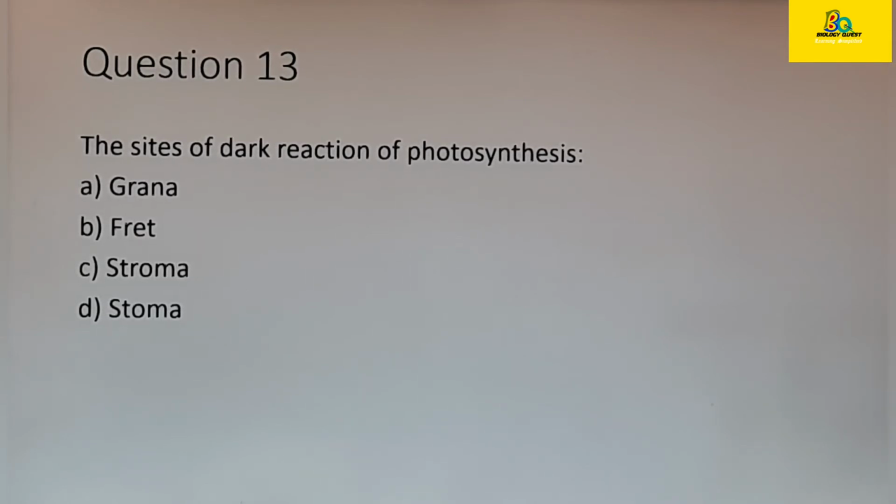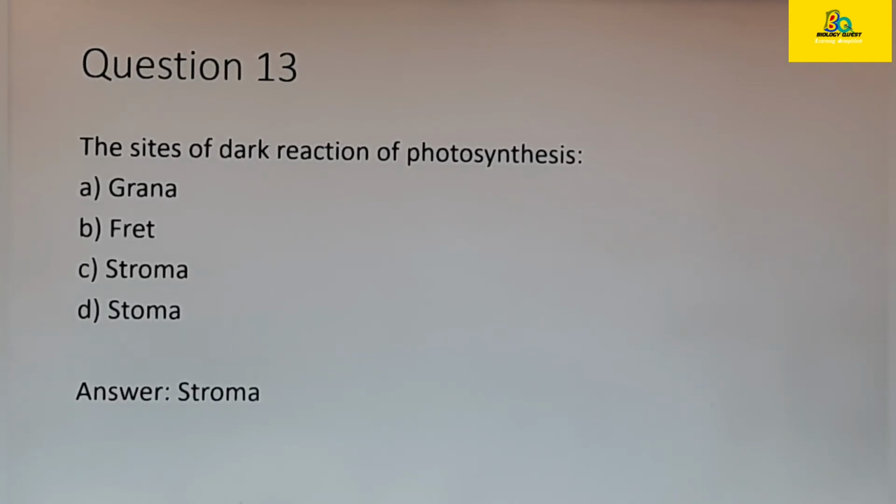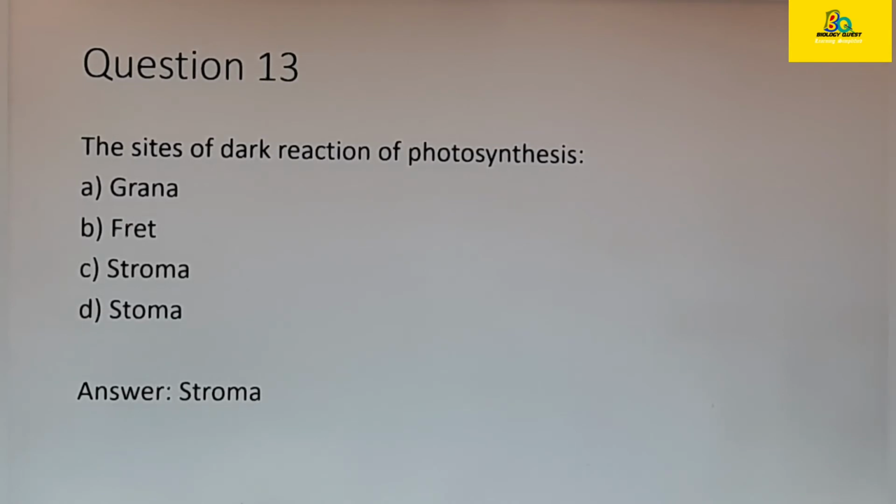Now, what is stroma? Stroma refers to the fluid matrix that is present inside the chloroplast. So, the stroma contains the enzymes necessary for dark reaction of photosynthesis. And the last option, stoma. What is stoma? Stoma is the minute aperture, the minute opening of the stomata, which is guarded by two bean-shaped guard cells. So that minute opening of the stomata is called stoma. So what is the correct answer? Option C, stroma. The site of dark reaction of photosynthesis is stroma.